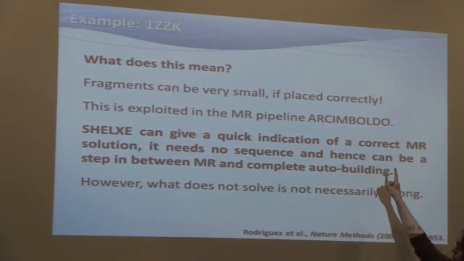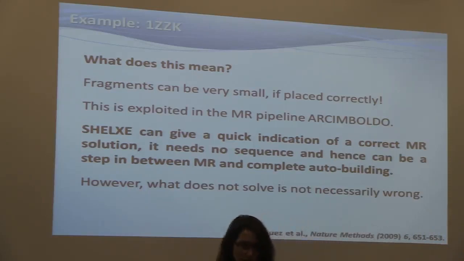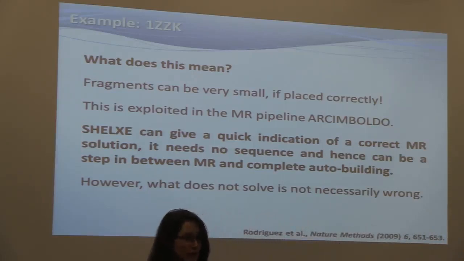For example, it is exploited in Arcimboldo, where a small fragment is placed and then expanded with SHELXE. And also, SHELXE can give a quick indication of a correct MR solution. It needs no sequence, and it can be a step between MR and autobuilding. However, if you can't use this for your MR solution, it does not necessarily mean the MR solution was wrong. In particular not when there were a lot of beta sheets, because autotracing works a lot worse with beta sheets.